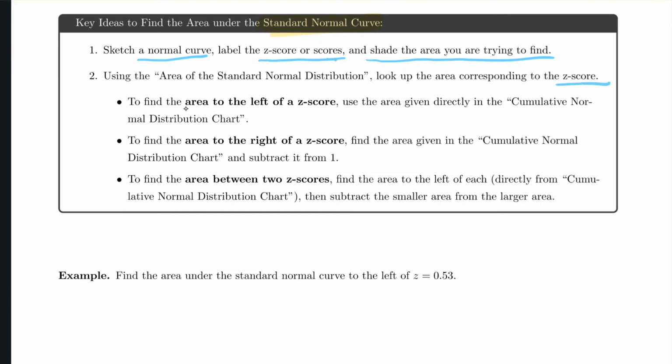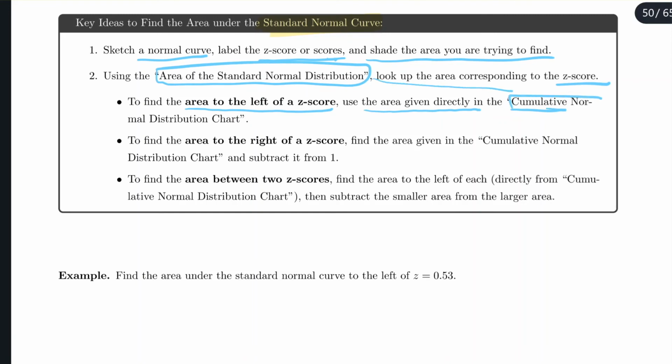To find the area to the left of the z-score, use the area given directly from the table. Cumulative is another name, because the area is cumulative. We always remember that this table is all cumulative. So just find the area from the cumulative table. For the area right of the z-score, we have to subtract from 1, as we did earlier, because the table only gives us the area on the left side.